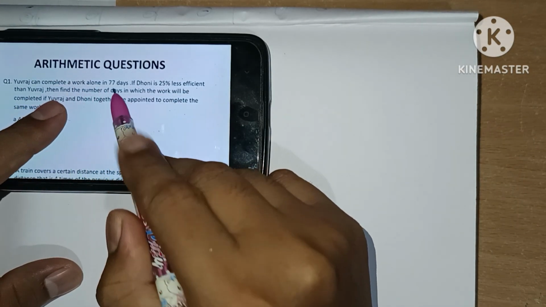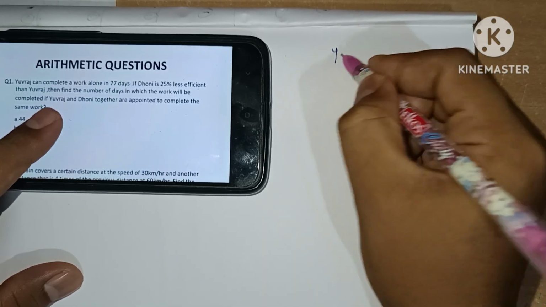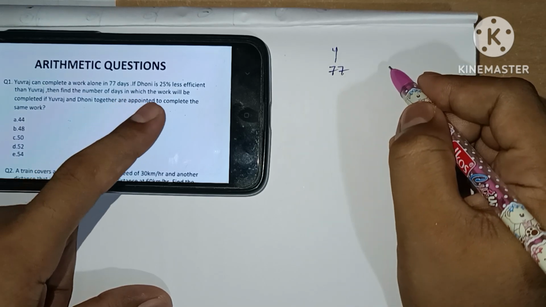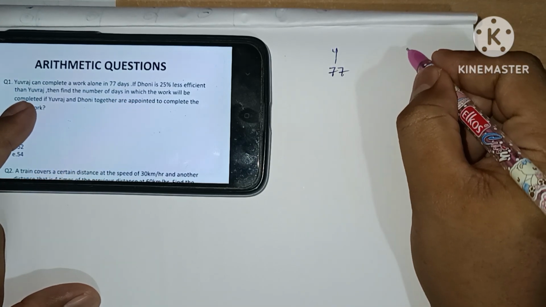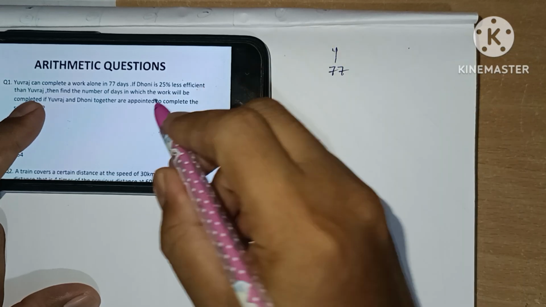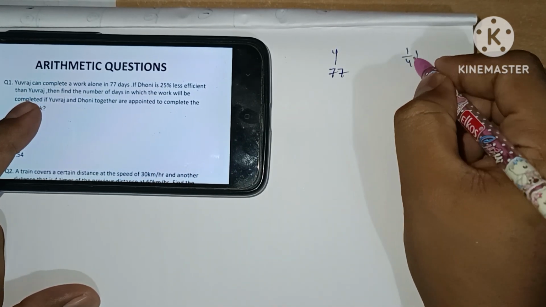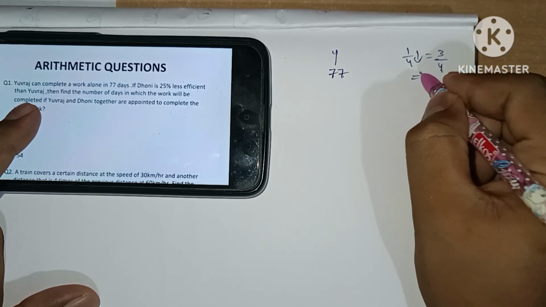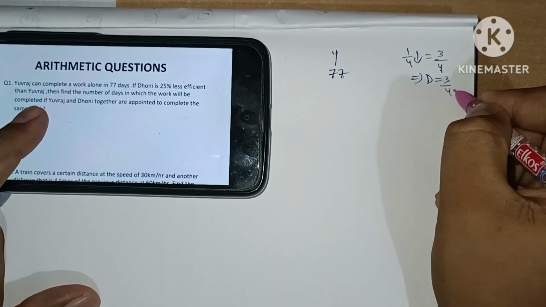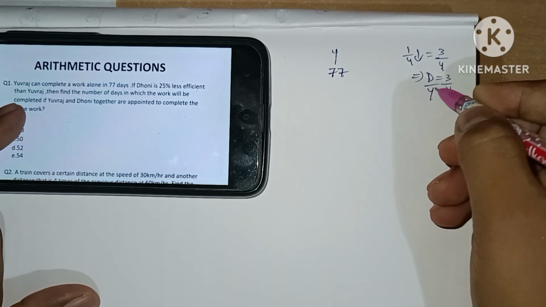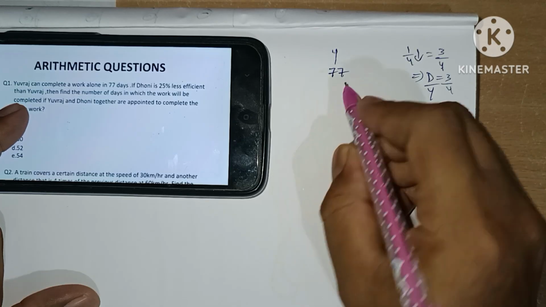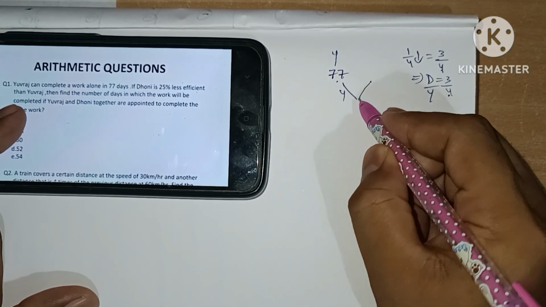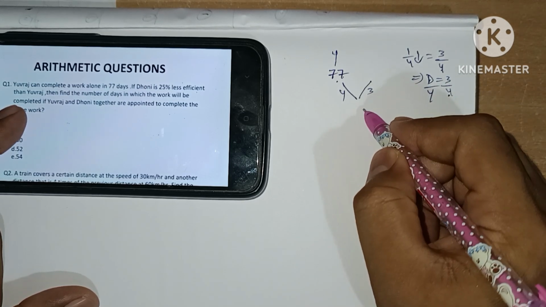Yuvraj can complete the work alone in 77 days. If Dhoni is 25% less efficient than Yuvraj, so efficiency is given as 25% less, means one fourth less. One fourth less means three fourth. Dhoni is three fourth of Yuvraj. So these are the efficiencies. Efficiency of Yuvraj is 4. Efficiency of Dhoni is 3.